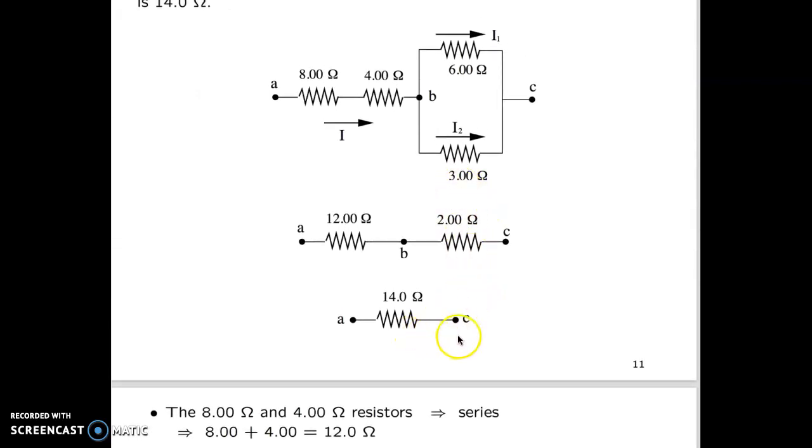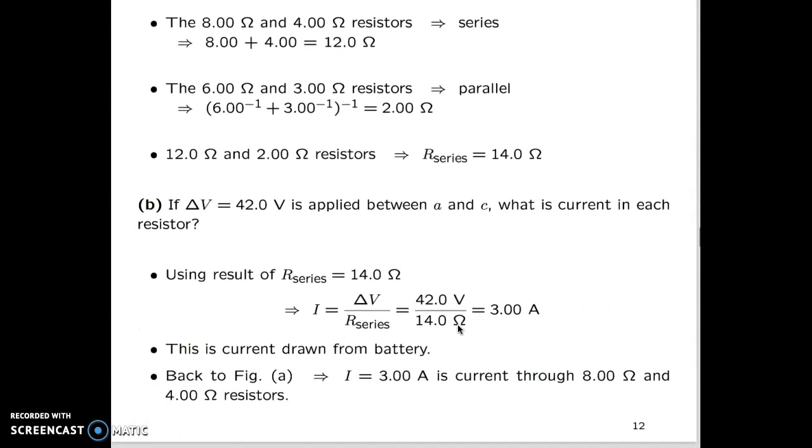This last one is the easiest one. So it's easy to imagine that if we hook a battery up across this resistor, well, we know how to calculate the current, because the potential difference of the battery will be equal to the potential difference across the resistor between A and C. And we know that V is equal to I times R, or in other words, I is equal to V, or delta V, divided by R. So what's the delta V? It's the 42 volts. What's the R? Well, it's the final equivalent resistance, which was 14 ohms.